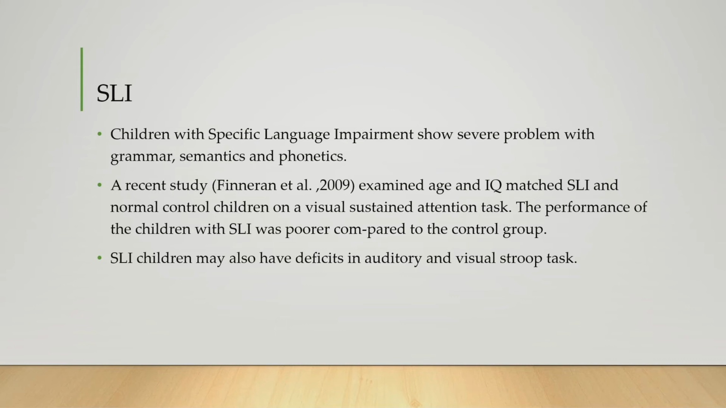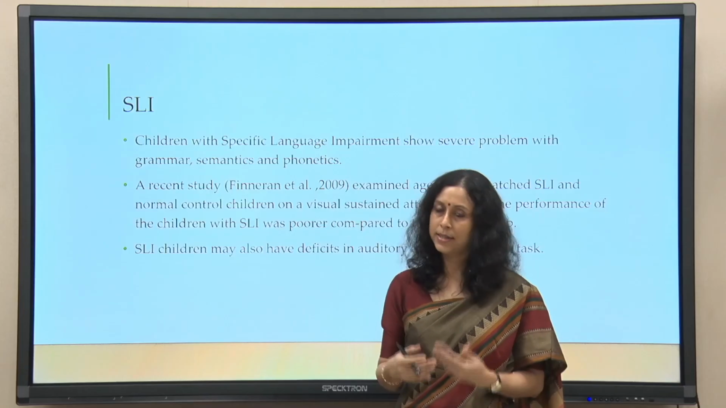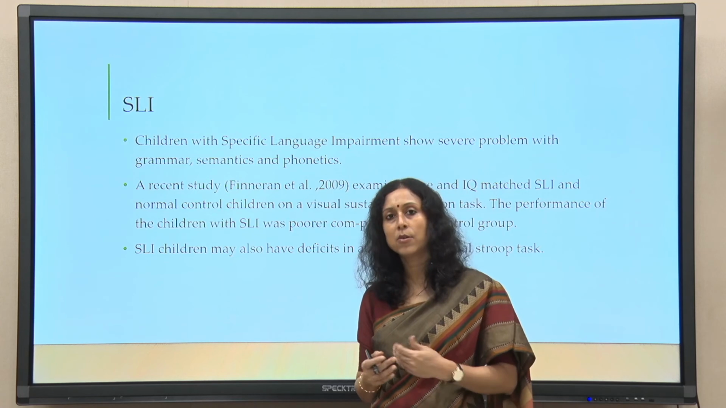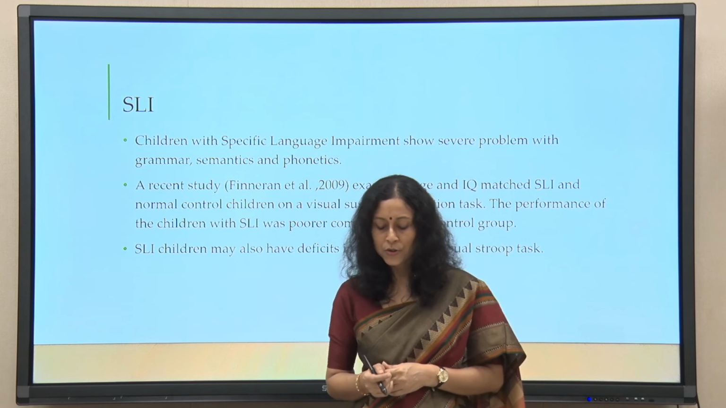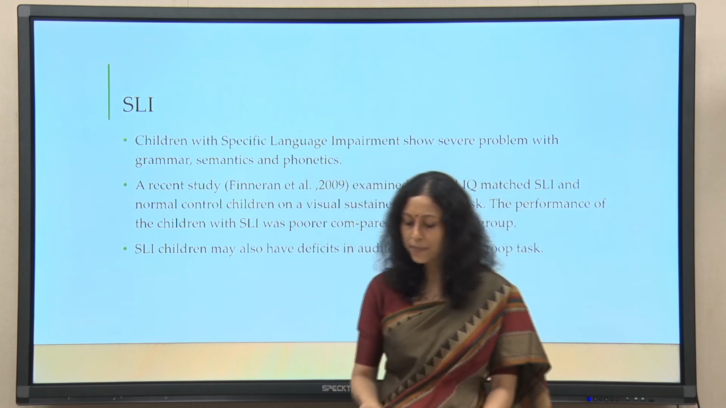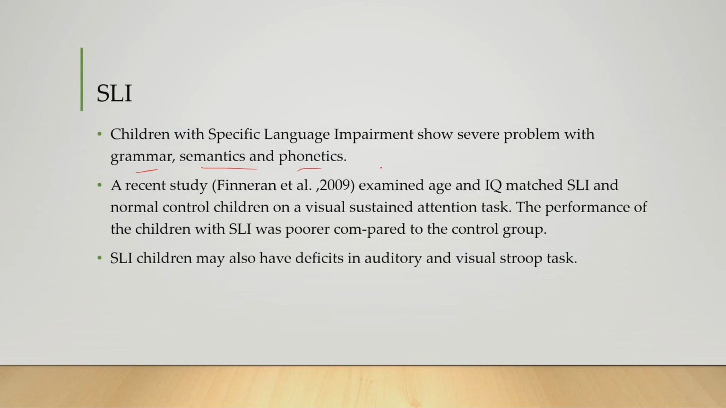If we look at SLI, which we have talked about before, specific language impairment, it is typically found in some children without any other disorder. They have no other neuronal disorder or cognitive disorder, but they have some specific language related issues. These children typically show severe problems with grammar, semantics and phonetics. A recent study from 2009 again examined age and IQ matched SLI and normal control children on a visual sustained attention task. The performance of the children with SLI was poorer than the control group.